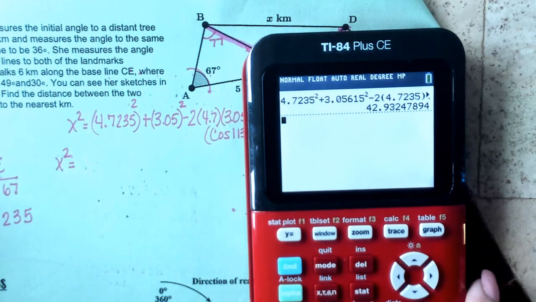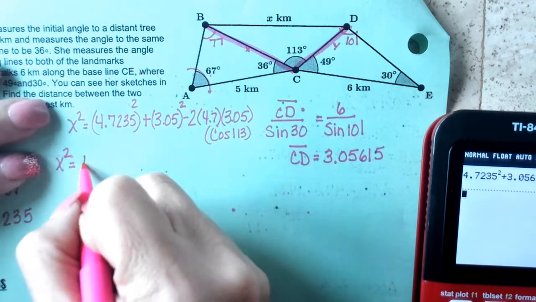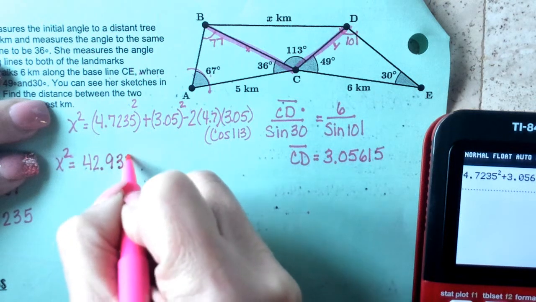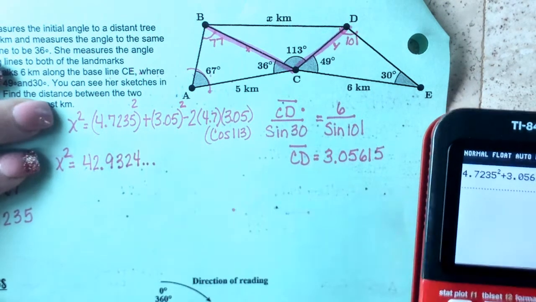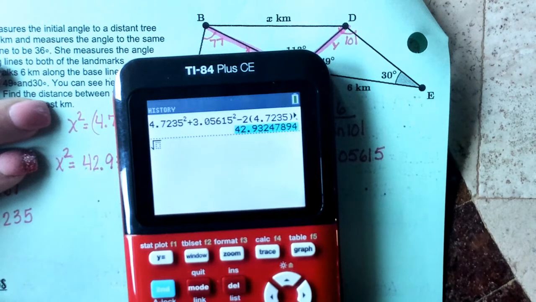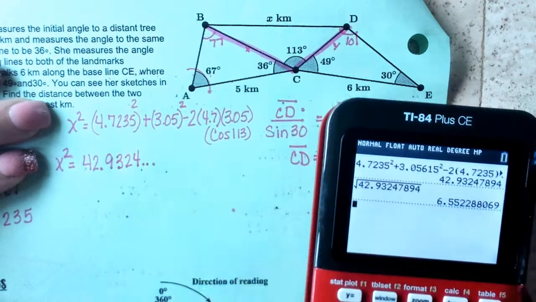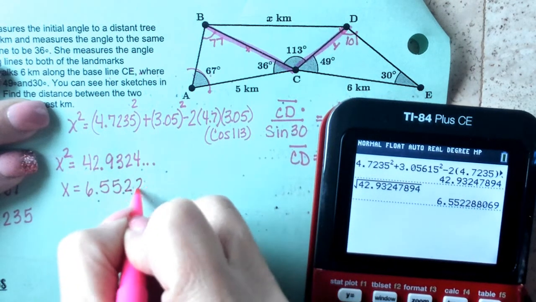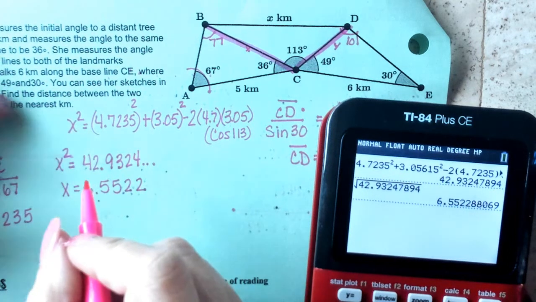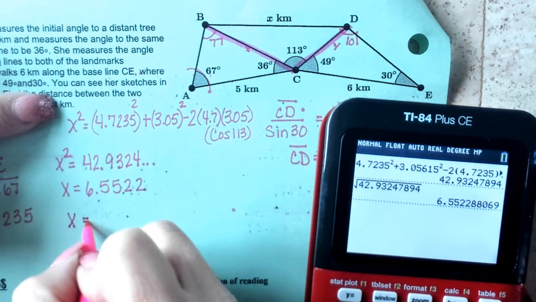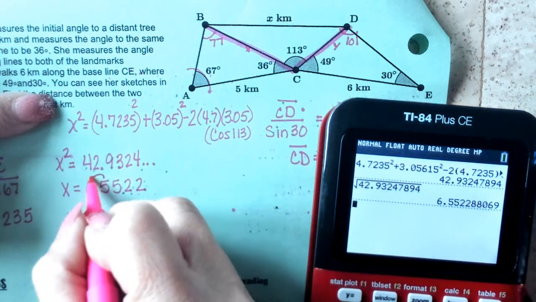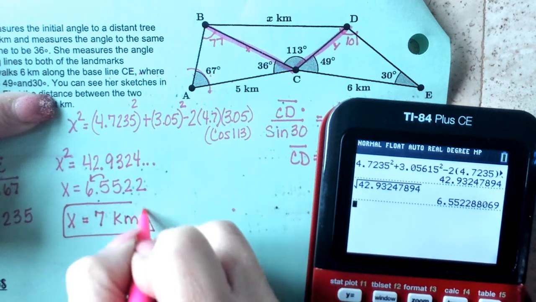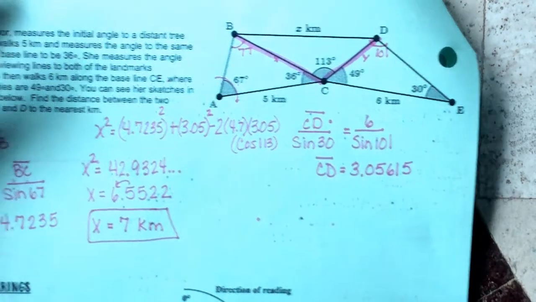All right, so I got 42, so x squared would be 42.9324, on and on and on. I'm going to take the square root of that, 6.5522, so x equals 6.5522, and we are doing to the nearest kilometer, so the 5 is going to round the 6 up, 7 kilometers. And there's my answer.